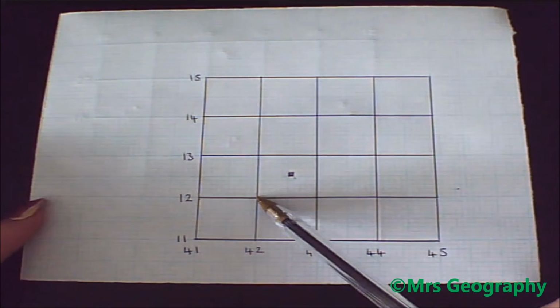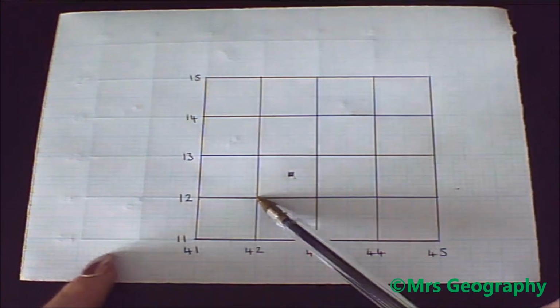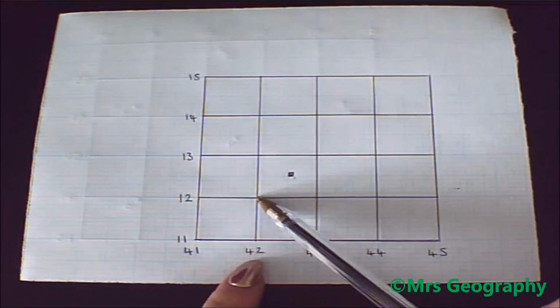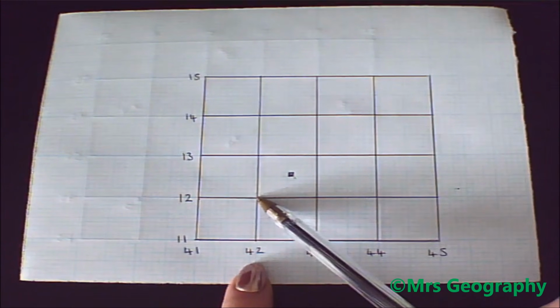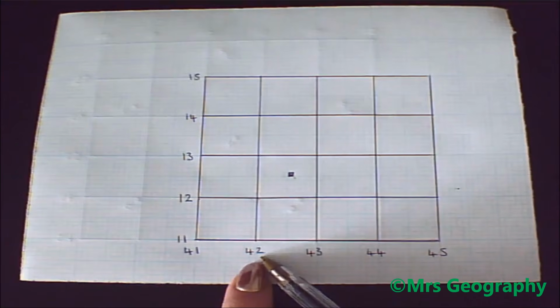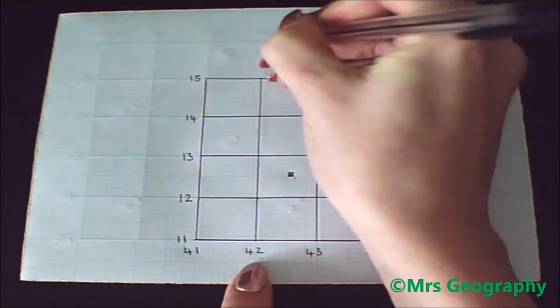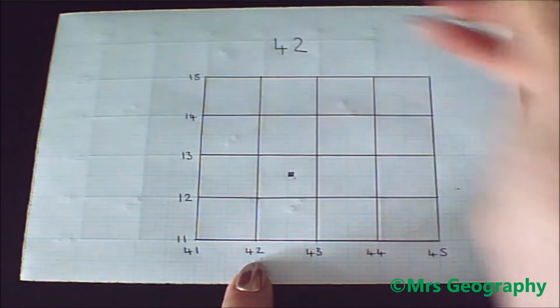Second thing you need to do is you need to work your way along the corridor until you hit the number that lines up with your bottom left hand corner. Now in this example it is 42.